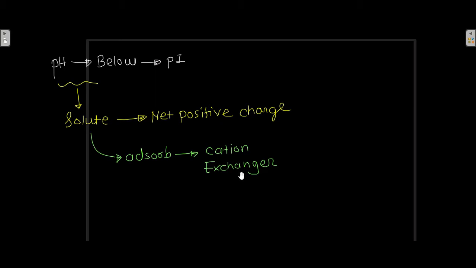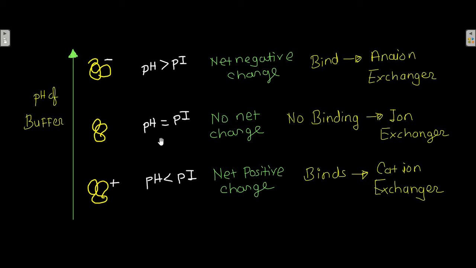So it all depends upon the pH. Consider this: this arrow is representing the pH of the buffer. This is high pH, this is low pH. So when the pH is higher than the isoelectric point, then this protein will have a net negative charge and it will bind to an anion exchanger.